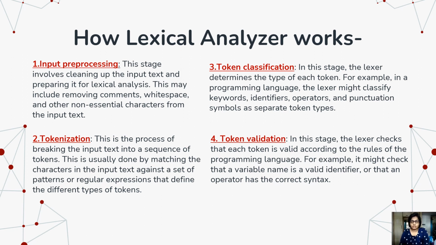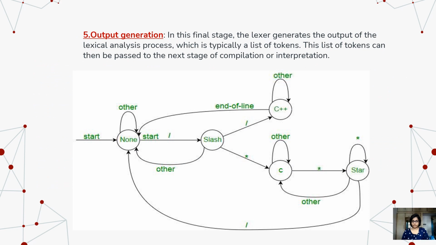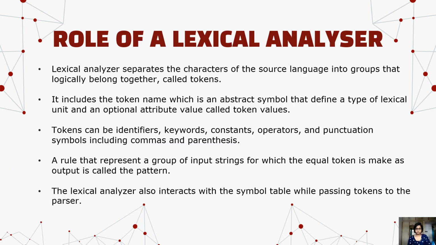The fourth step is token validation. In this stage, the lexer checks that each token is valid according to the rules of the programming language. It might check that a variable name is a valid identifier or that an operator has the correct syntax. The last step is output generation. In this stage, the lexer generates the output of the lexical analysis process, which is in the form of tokens only. These tokens can be passed to the next stage of the compilation or interpretation.